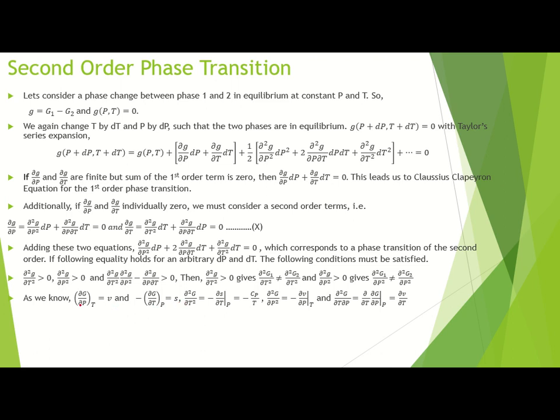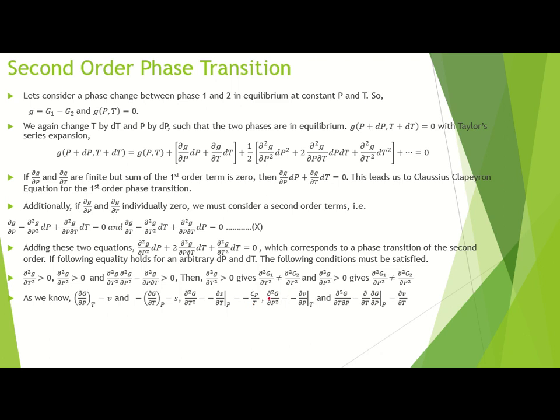If we differentiate that again with respect to temperature, we get ∂²g/∂T² as ∂s/∂T with a minus sign. Getting it? And ∂s/∂T is nothing but the entropy change with temperature; if you multiply by temperature and differentiate, you get the specific heat. Therefore this is Cp divided by T.